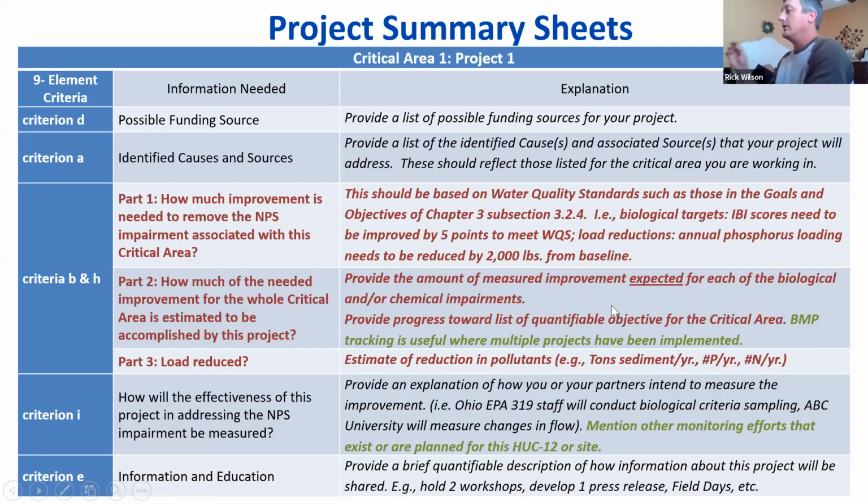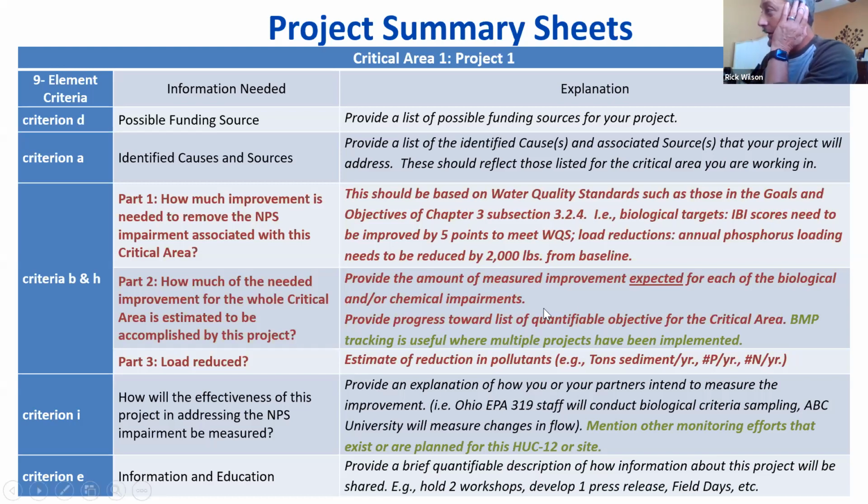Let's say the objective is to install 10,000 linear feet of stream bank restoration, and this project does 1,000 feet. So that gets you about 10% of the way toward the objective. If that's the only objective to solve your goals, then maybe you would estimate 10% of the way toward that, or expect a half-point improvement.